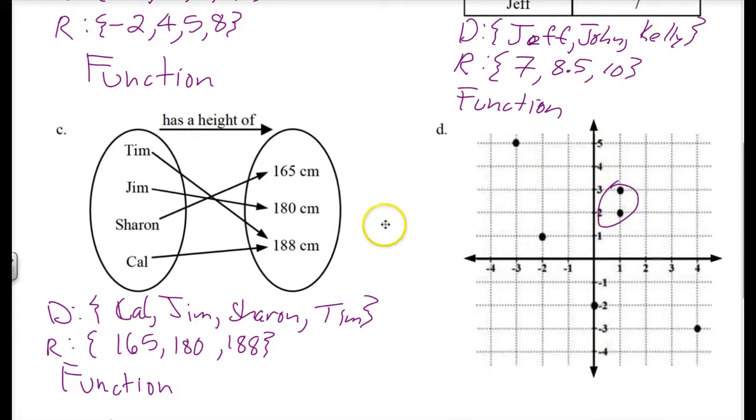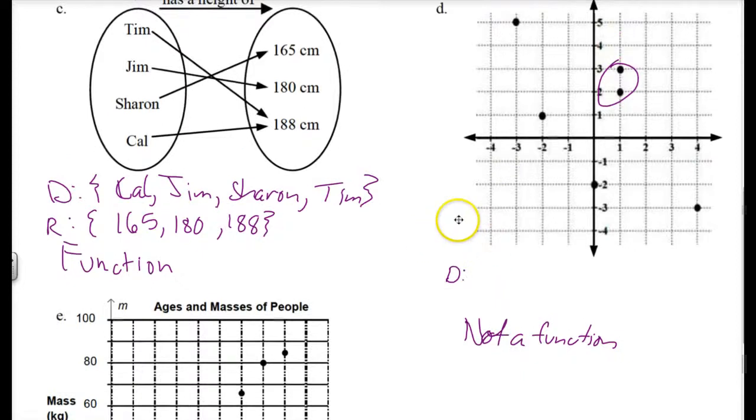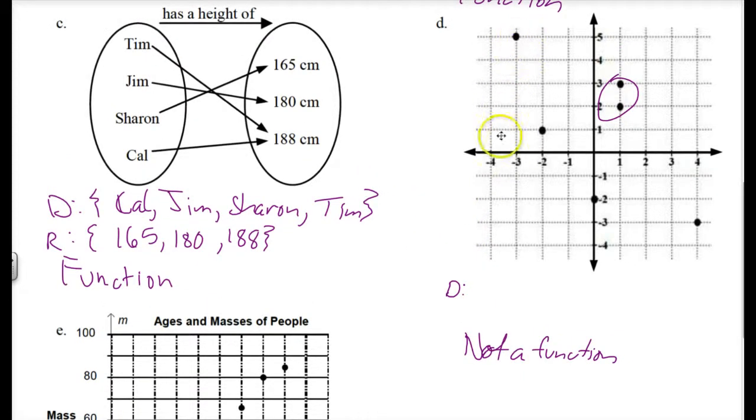So this is not a function. Scroll down here. Not a function. And let's list the elements in the domain. So easiest way to do that is just go from left to right. So -3, -2, nope, 0, 1, not 2, not 3, but 4.